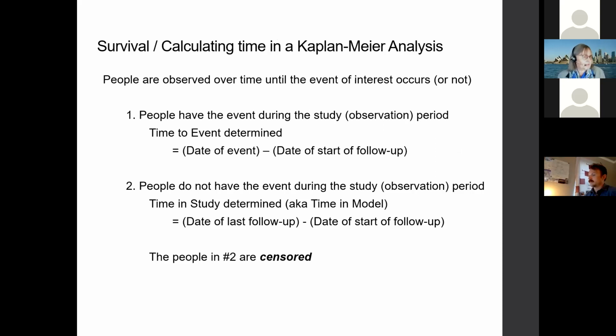You just know the dates of when things happened. For people who have the event, you subtract from the date of event the date of start of follow-up, and you get a number of days, and you can calculate that as number of years or months or whatever works. And for people who are censored, who don't have the event, you just calculate the date of last follow-up, and that might be the date of the end of study. And then you subtract the date of start of follow-up from that. And so you can then get some very precise estimates.